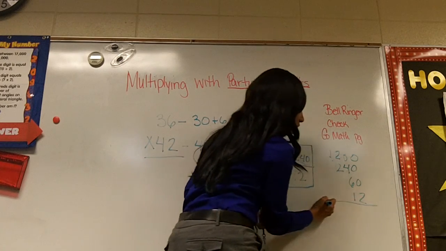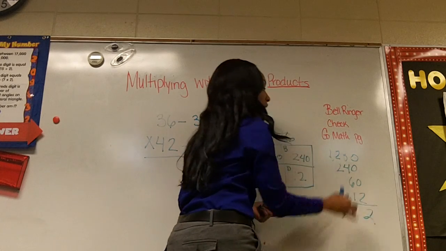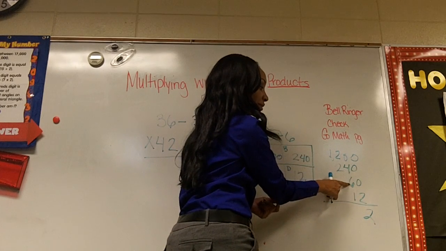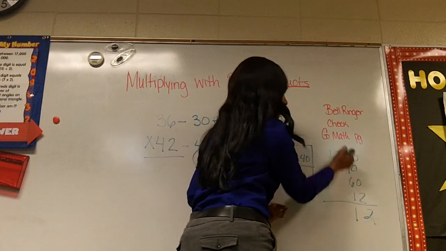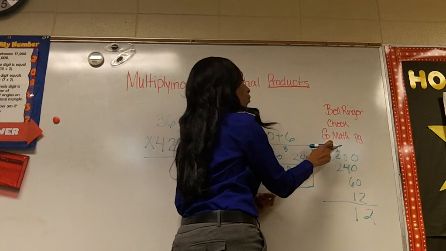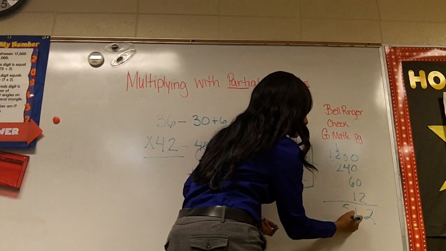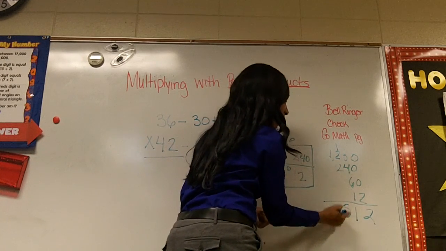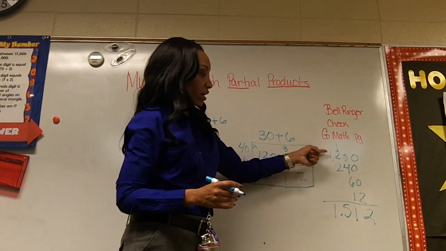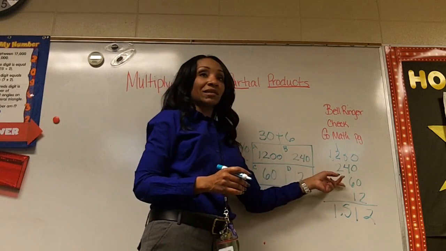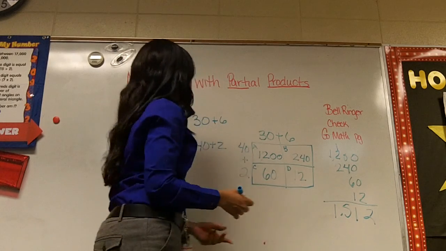When I add them all together, 0 plus 0 plus 0 plus 2 will give me 2. 0 plus 4 is 4. 4 plus 6 is 10. 10 plus 1 is 11. So I'll put my 1 and regroup my 1. 100 plus 200 is 300. 300 plus 200 will give me 500. And then I'm going to bring my 1 down because I have no other thousands. So I took my partial products of 1,200, 240, 60, and 12 and added them together, and they gave me a complete product of 1,512.